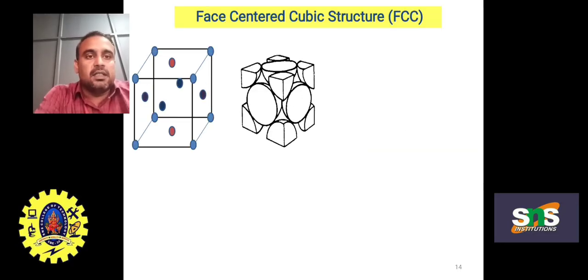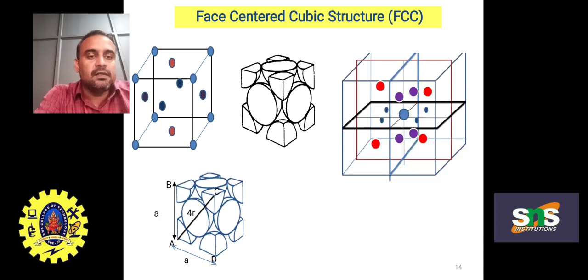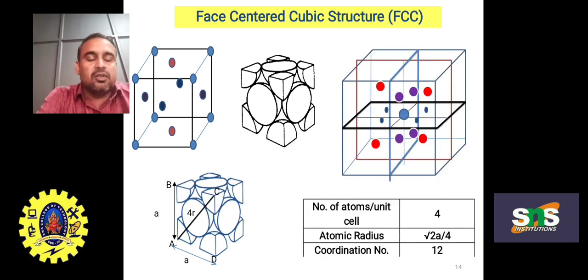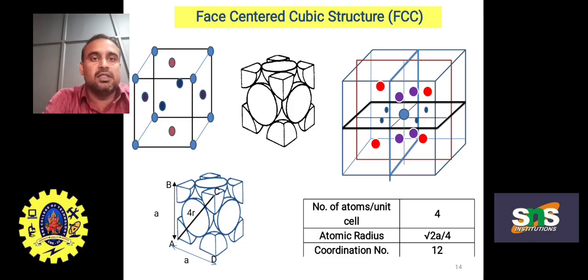The final and third type of cubic system, that is face-centered cubic. So in face-centered cubic, totally different from BCC and simple cubic, the number of atoms per unit cell equal to 4. So the first diagram shows that the corner atoms are shared with the 8 unit cells, so 1 by 8 into 8 equal to 1. Then next, the face-centered atoms, face atoms are shared with 2 unit cells, so the value 1 by 2 into the total number of atoms 6, finally equal to 3. So finally the value 1 plus 3 equal to 4.